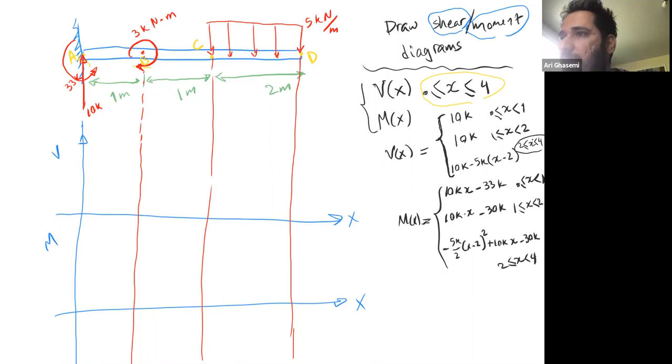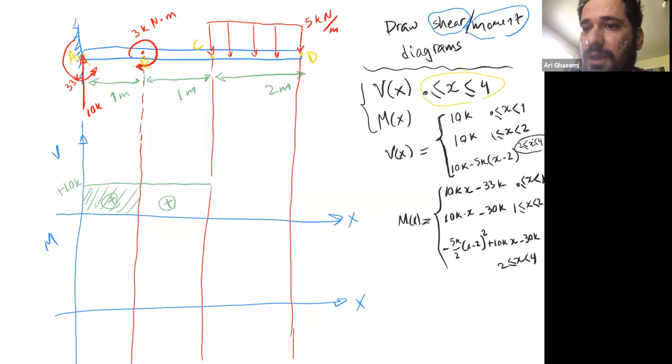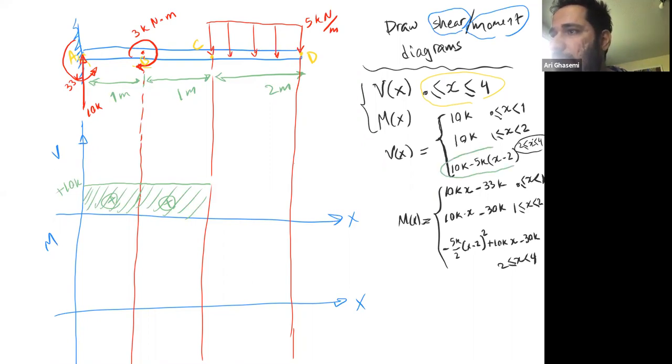Now, let's plot the shear force between 0 and 1. So you get positive 10. So let's say this is 10K positive. So you have positive right here for shear. And then you can also continue between 1 and 2. You also have the same value and it's positive 10K. Now let's go ahead and plot the shear between 2 and 4. Now look on the right, you see this equation that I'm circling. I'm going to plot that equation. That equation is the equation of a line. How many data points do I need to plot a line? We talked about it last class.